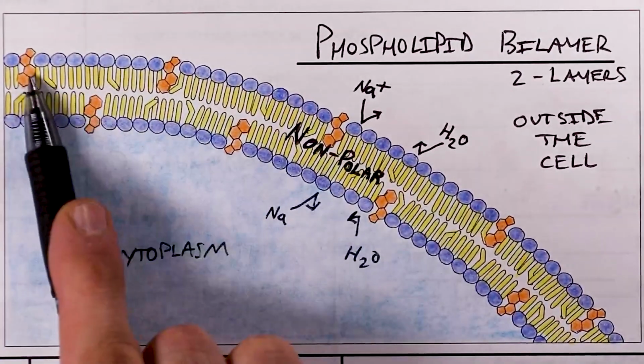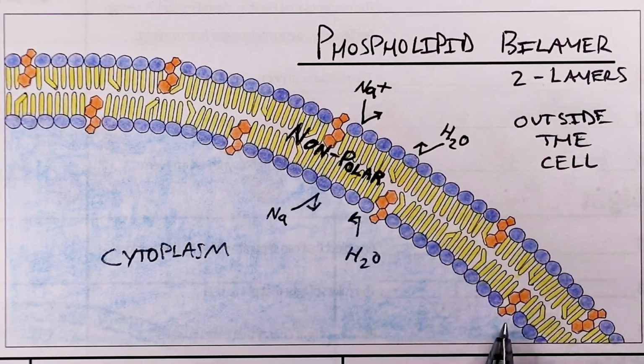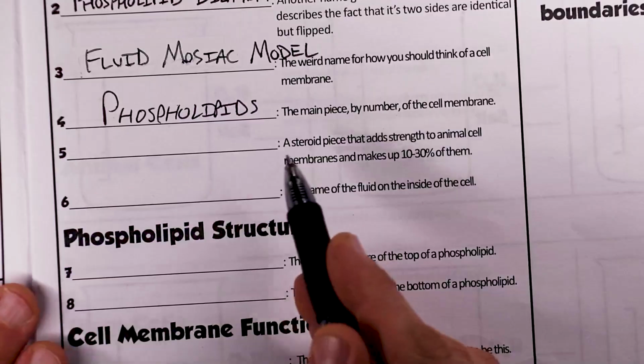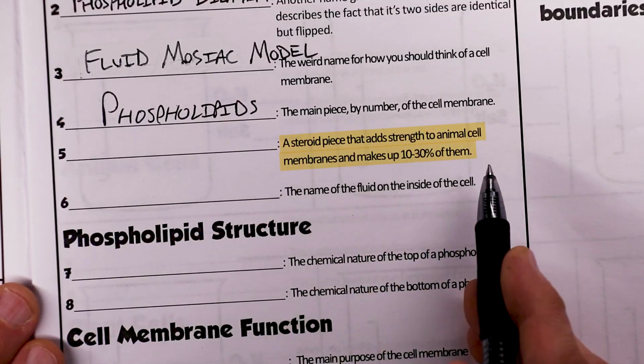Cholesterol are these orange molecules in here, and they are actually steroids. A steroid piece that adds strength to the animal cell membranes and makes up 10 to 30% of them.